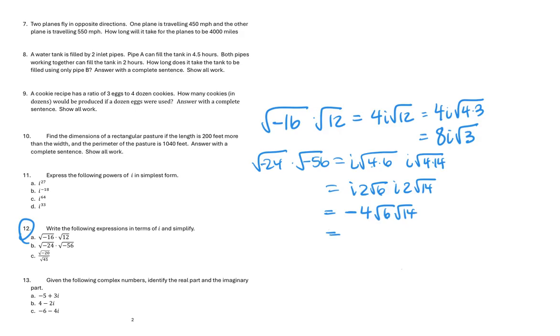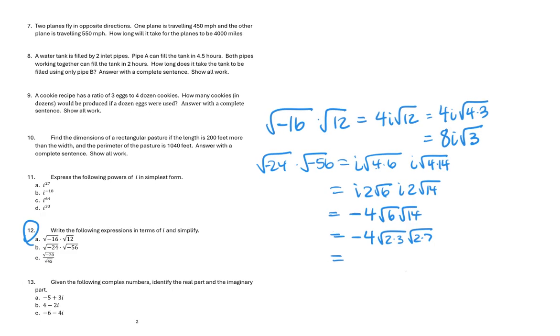So I can keep going. I'll get negative 4. I can take square root of 2 times square root of 2 and get another 2. So I'll have 2 times 3 square root of 2 times 7. So I can take those two 2's out. And when I square root them, I'll get a 2. So negative 8 square root of 3 times square root of 7.